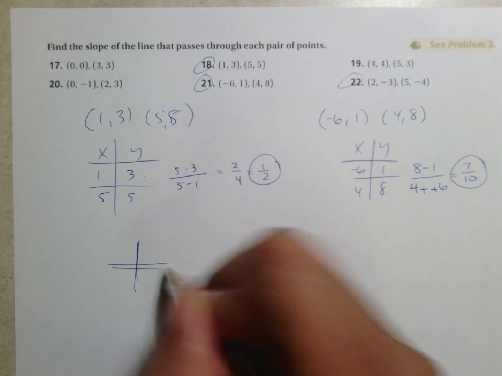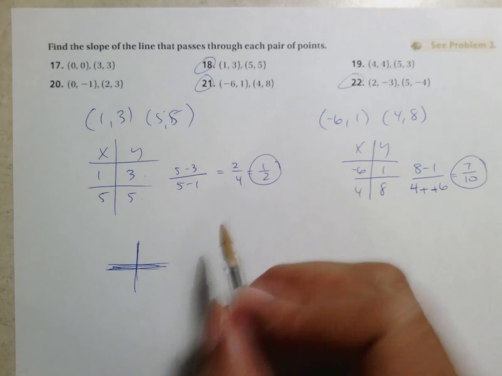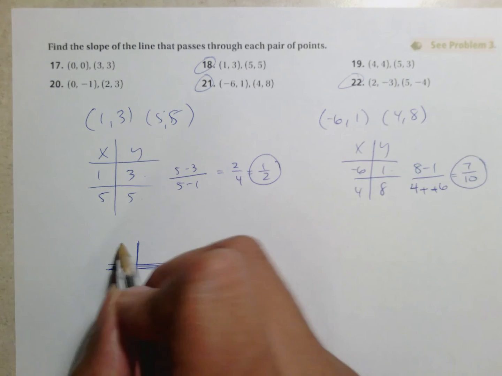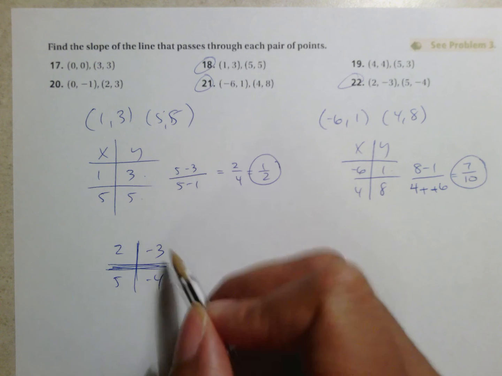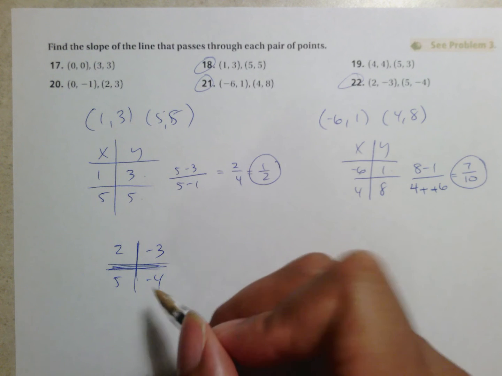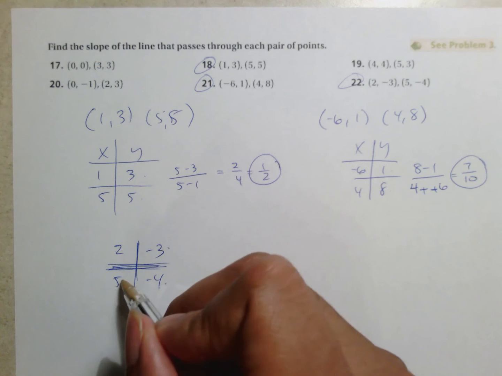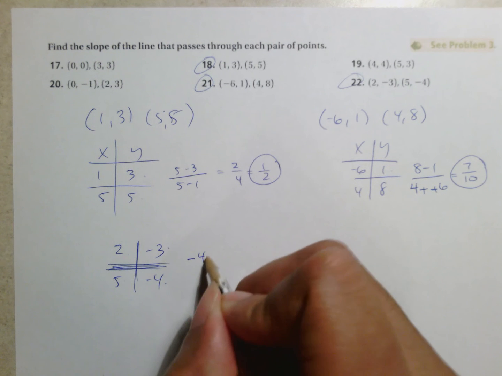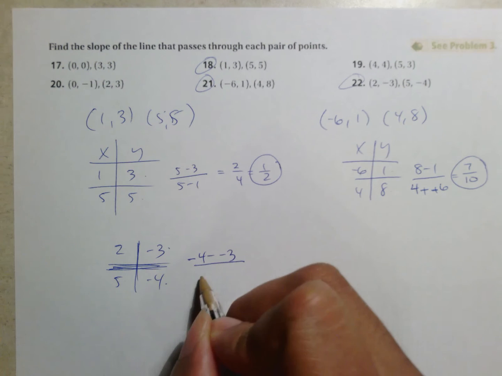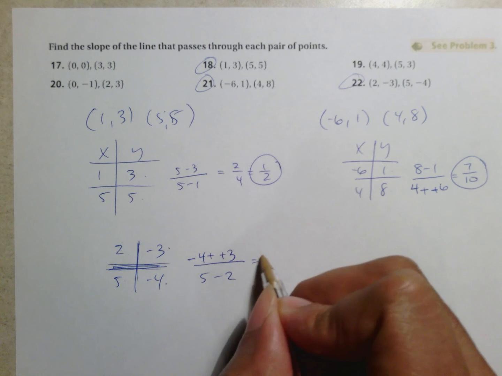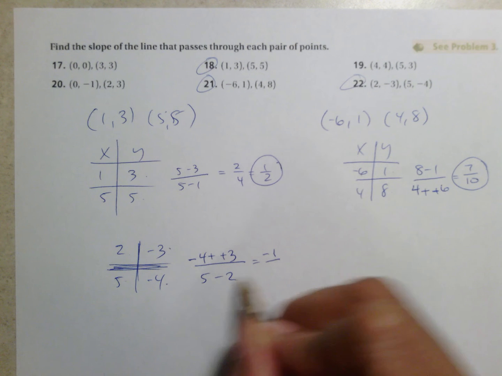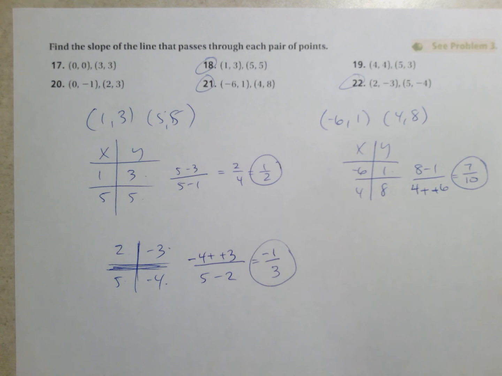I can just put a big cross in there and then put the third point, which is (2, -3), up top, and (5, -4) on the bottom. That way I have my numbers, and again my muscle memory kicks in. It's always the second minus the first over the second minus the first. So it's -4 minus -3 over 5 minus 2. Double negatives here means the negatives win by 1. 5 minus 2 being 3 means my slope is -1/3.